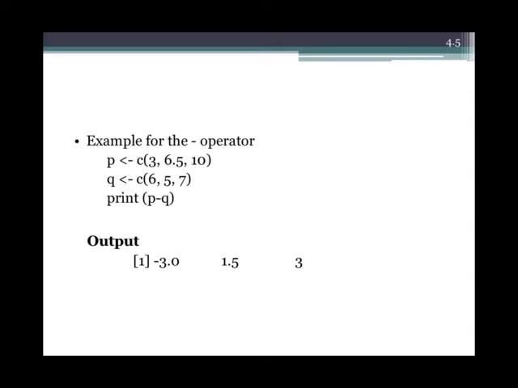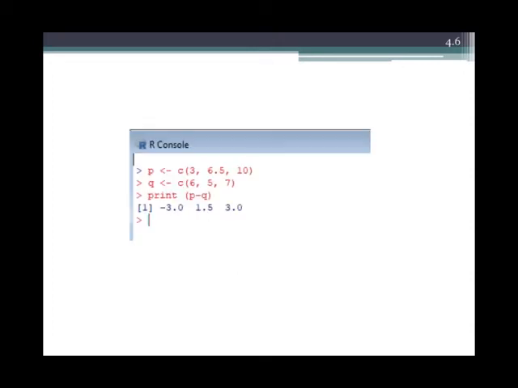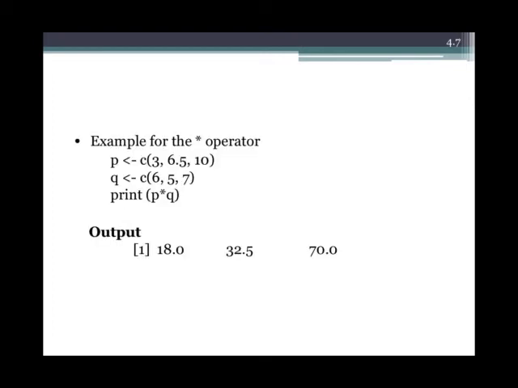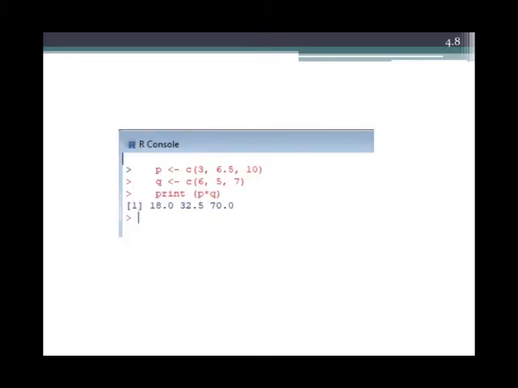The same example we are now continuing. We now have the subtract operator where each value from the second vector is subtracted from the first vector. So we have a -3, a 1.5 and so on. The output has been pasted in the screen here. Then we have the multiplication operator where each vector is multiplied, like 3 into 6, 6.5 into 5.7 and 10 into 7. The output is pasted here and you could see the same answers.